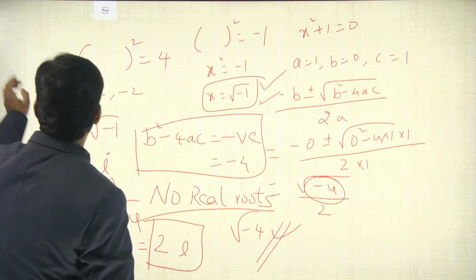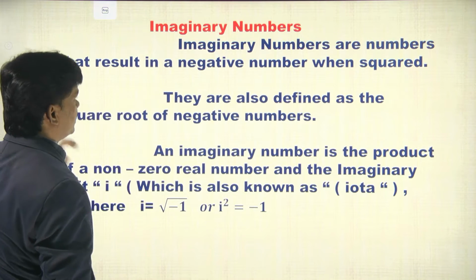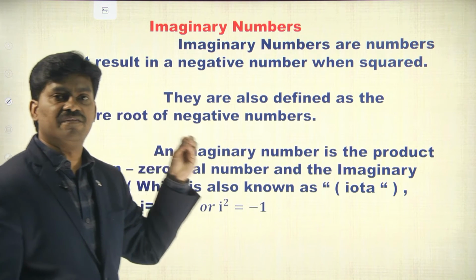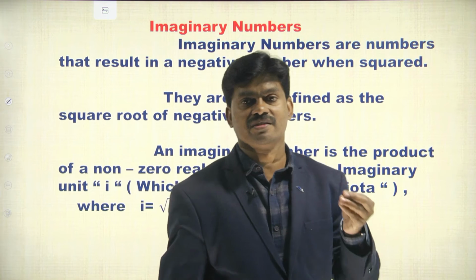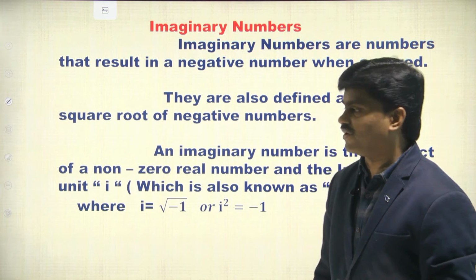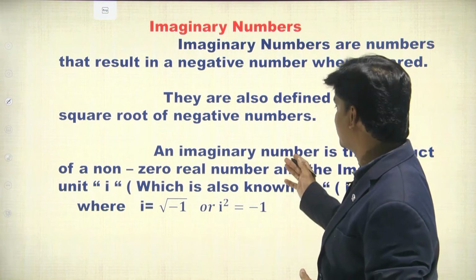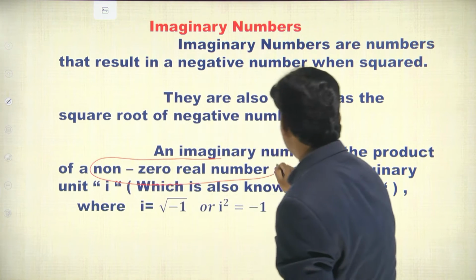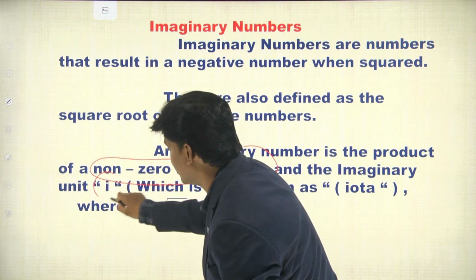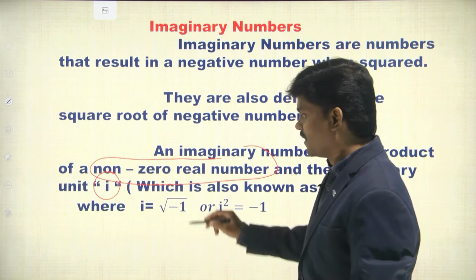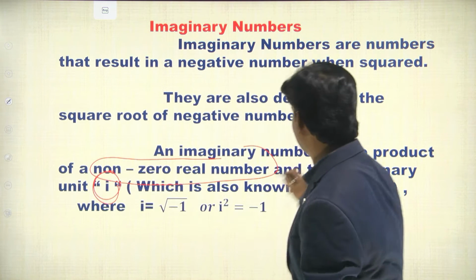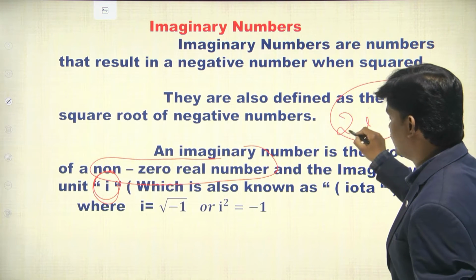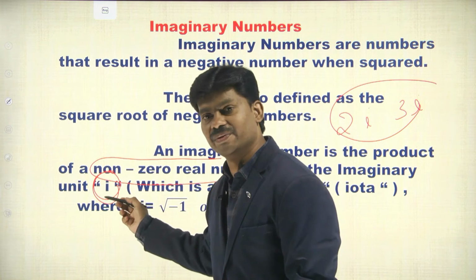Okay, let's see more clearly the definition of imaginary numbers. Imaginary numbers are the numbers whose result is a negative number when squared. Imaginary numbers are nothing but the square roots of negative numbers. An imaginary number is the product of a non-zero real number and the imaginary unit i. That means 2i, 3i, 4i, like that. The product of a non-zero real number and the imaginary unit i.